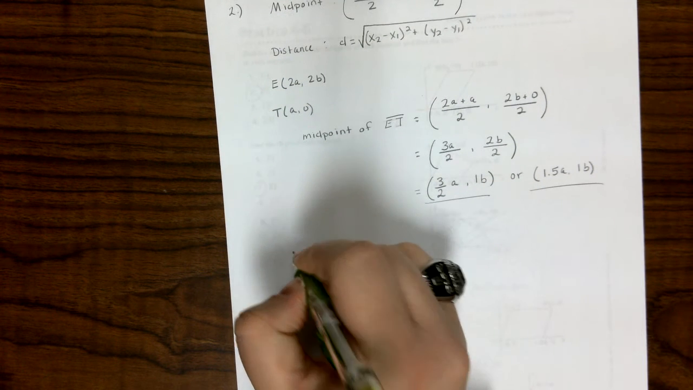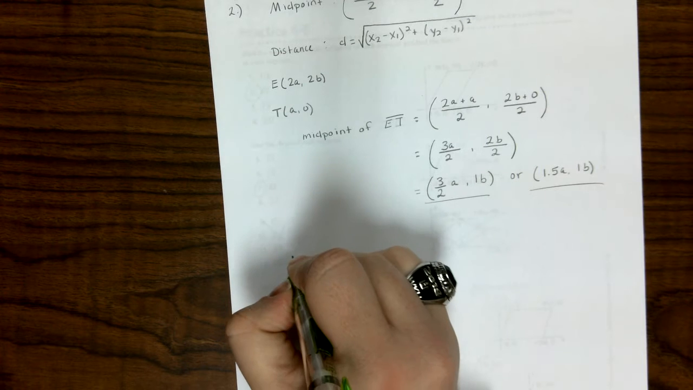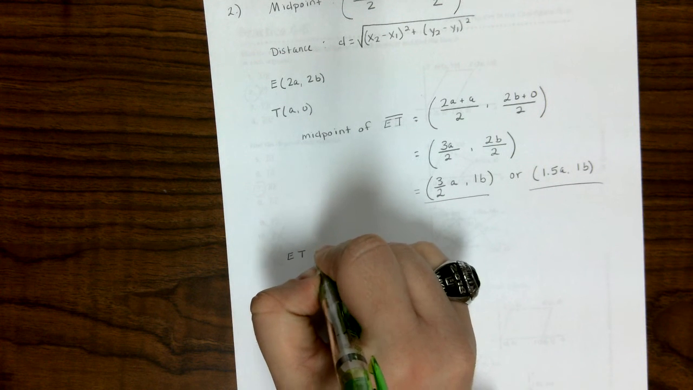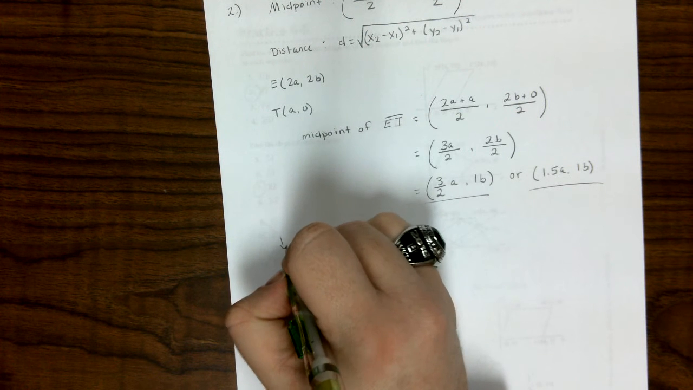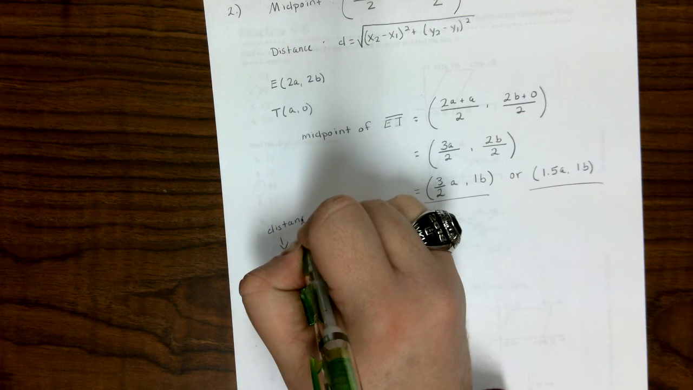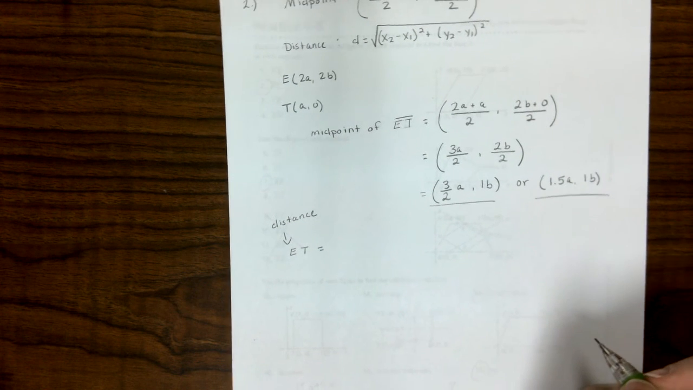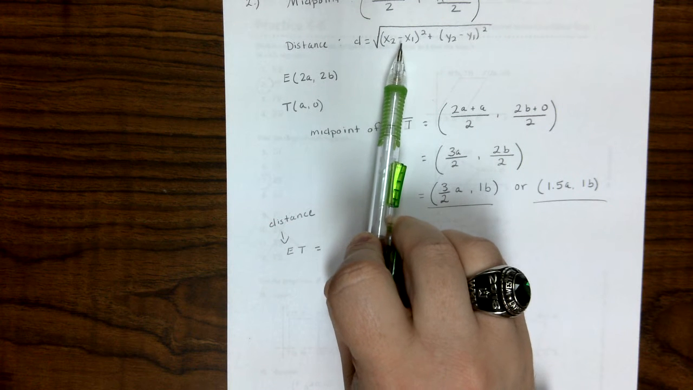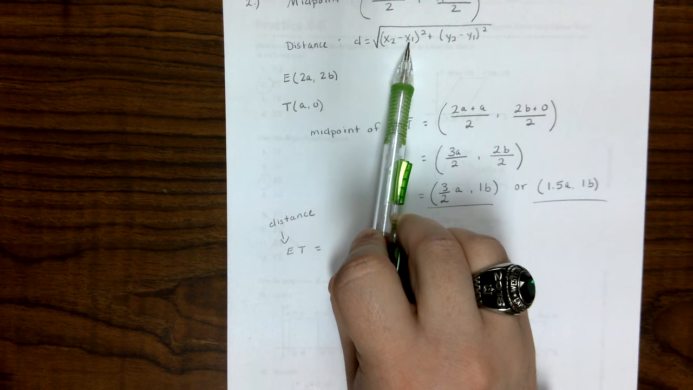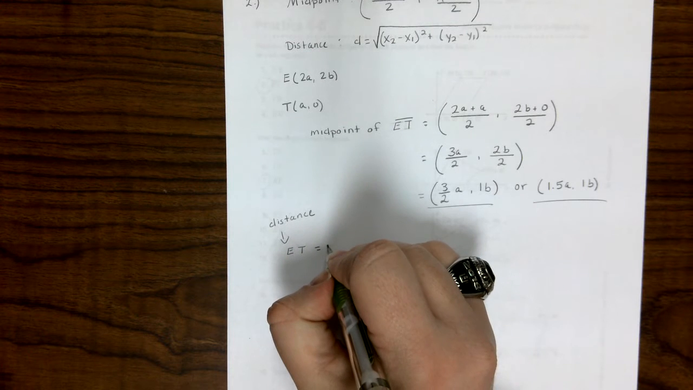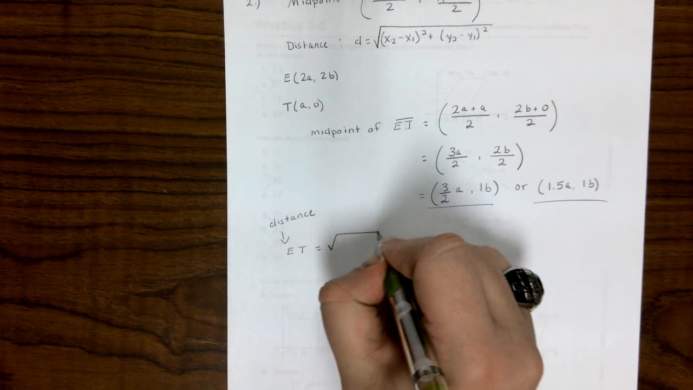Distance is the length. I'm going to write it like this: ET equals. Right here I'm doing distance, and I'm going to mark that so you know what I'm doing. The distance formula says you subtract the second x minus the first x in parentheses, squared. So I'm going to put my big square root first.